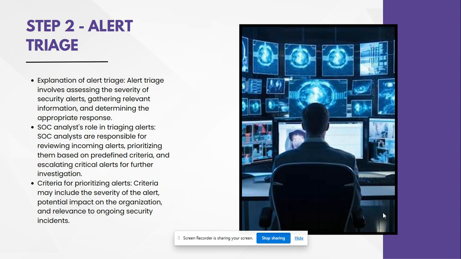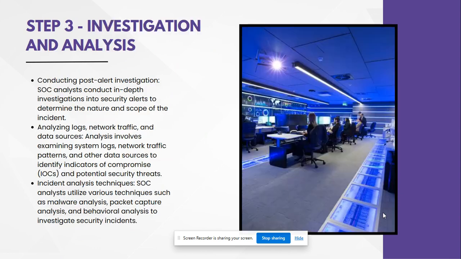Now let's delve deeper into the investigation and analysis. This is where we conduct forensic analysis to understand the nature and the scope of the security incident. Imagine investigating a suspicious login attempt. We would analyze the authentication log to determine the source IP address, the user account involved, and any other relevant details. We might also capture the network traffic to identify the attacker's behavior.